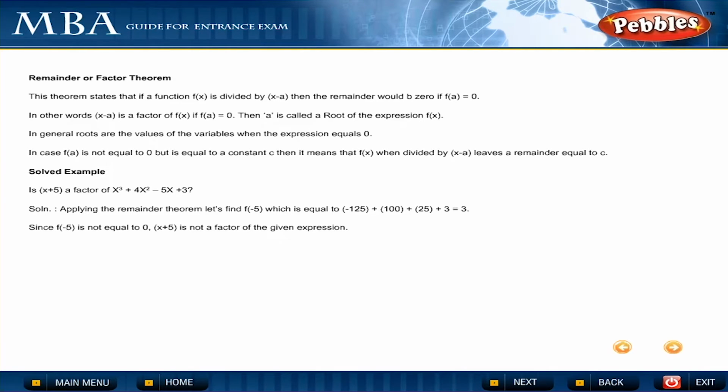In case f(a) is not equal to 0 but is equal to a constant c, then it means that f(x), when divided by x minus a, leaves a remainder equal to c.